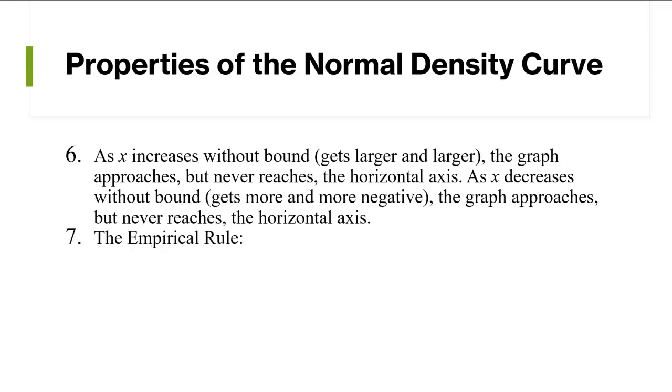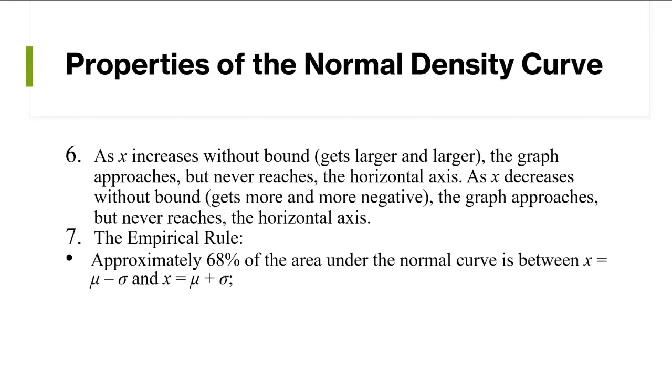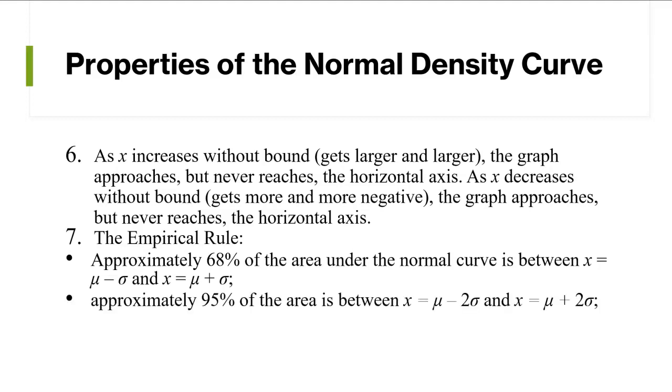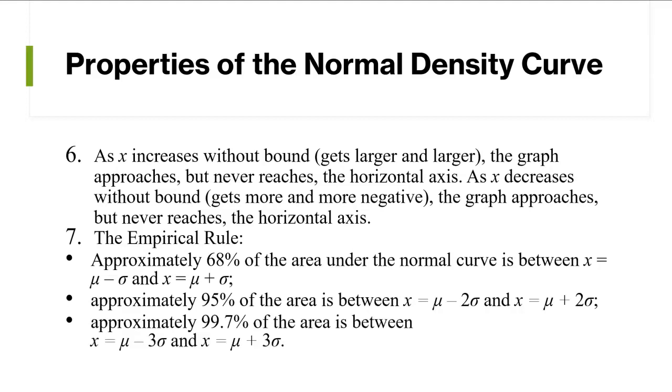And then, as I mentioned before, the empirical rule applies, and that says that 68% of your data is between the mean and the first standard deviations. 95% of your data is between the mean minus 2 standard deviations and mean plus 2 standard deviations. So it's within 2 standard deviations of the mean. And then 99.7%, which is almost all of your data, is within 3 standard deviations of the mean. So that means it extends from the mean minus 3 standard deviations to the mean plus 3 standard deviations.